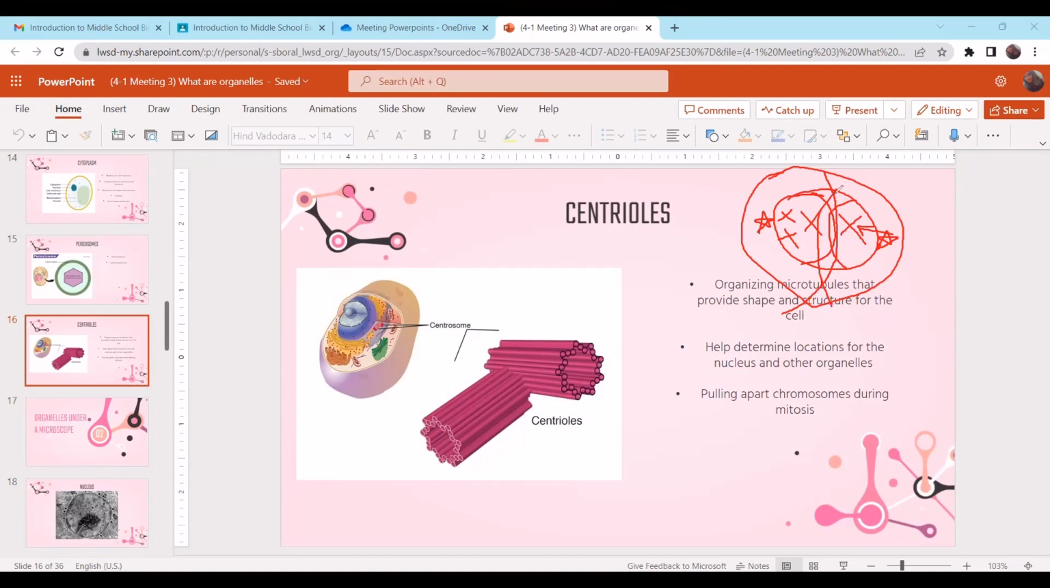Sorry, this is a really bad drawing. More on this in our mitosis lesson. But for now, this is a rough introduction to mitosis.